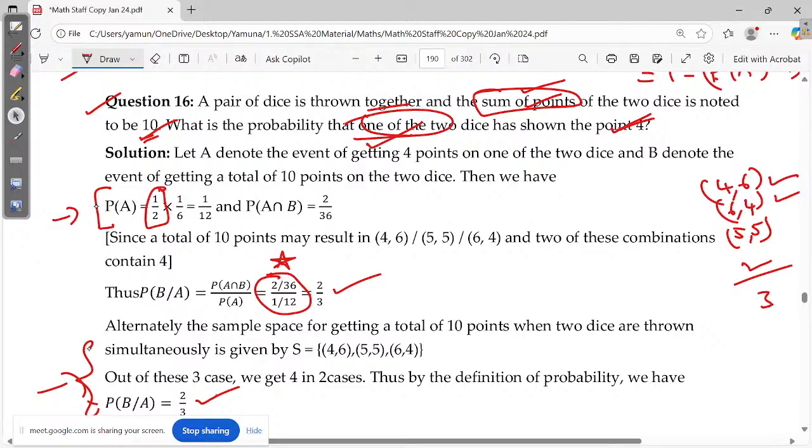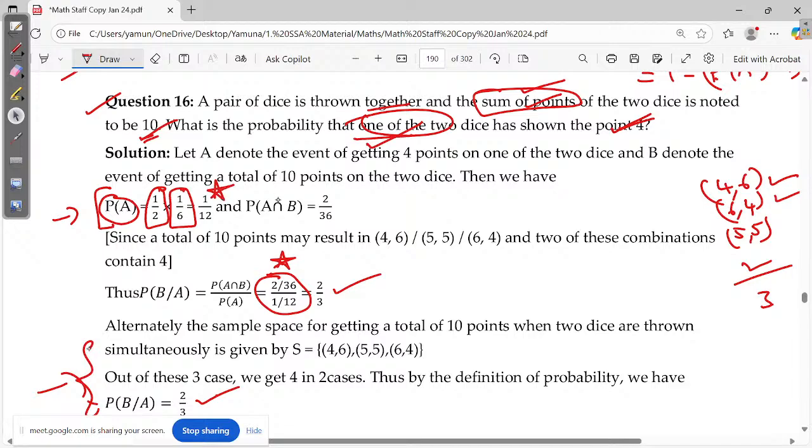And then 4 must come; out of the 6 numbers, 1 2 3 4 5 6 are the 6 faces, 4 comes, that's why it's 1/6. So the answer here is P of A, getting the point 4 in one of the two dice. If you throw only one die, you have to get the face 4, what's the answer? 1/6. When you throw two dice, it has to come on one of them, so 1/2 into 1/6 is 1/12. Note this answer.